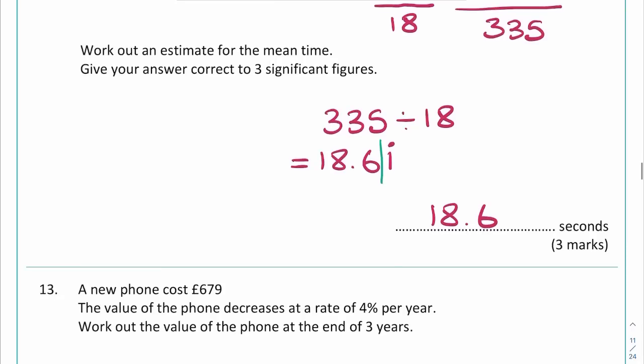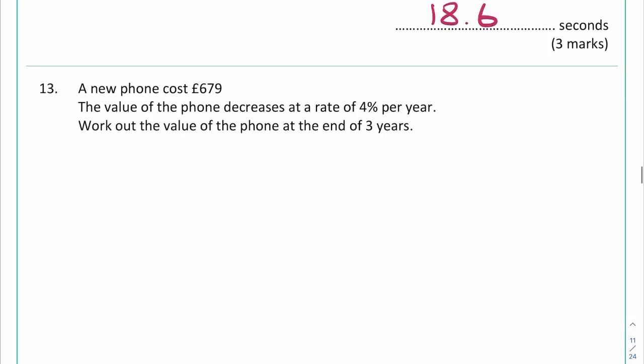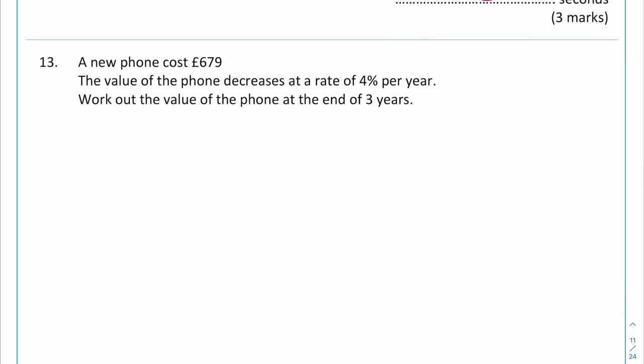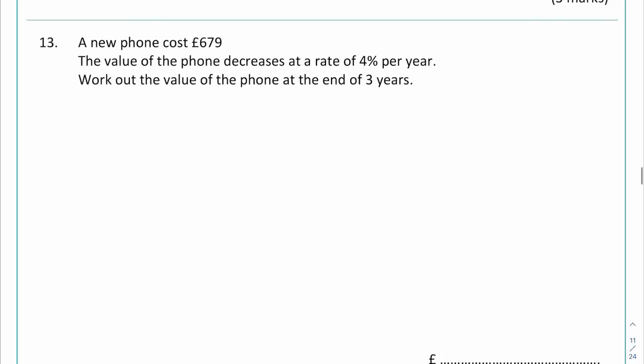Okay, so moving on to our next question. A new phone costs £679. The value of the phone decreases at a rate of 4% per year. Work out the value of the phone at the end of 3 years. Now this particular question here is depreciation. Now, depreciation can be calculator or non-calculator, although something like 4% is going to be a calculator question. So we're going to use a calculator method for this.